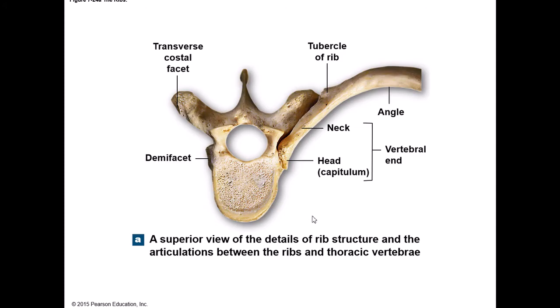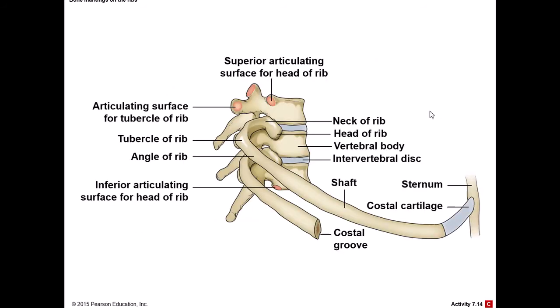So I had gone over this when we did the thoracic spine, but just to show you, the rib head right here articulates with the costal facet on the thoracic vertebrae. Here's the neck, and then here's the tubercle of the rib. If you remember, that articulates with the transverse costal facet. So now you can see the angle of the rib right here. The rib is starting to change direction. It's going to start heading to the front of the body. And that's what this picture is showing you here.